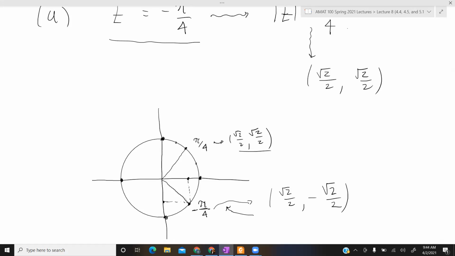I won't go over parts B and C, but they're pretty similar. You play the same game. You look at the absolute value. You look at the point determined by the absolute value in the first quadrant, and then you ask yourself, okay, where does that put me when I look at the positive number? Where does that put me on the rest of the circle?